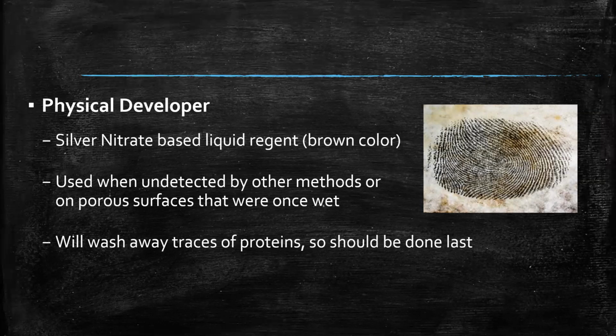The bad thing about using silver nitrate or a physical developer is it will wash away any traces of proteins. So if you're trying to extract DNA from an object and there's also fingerprints on it you need to develop, you want to make sure you handle the DNA first and then use a physical developer. Because if you do it opposite, the physical developer will destroy the proteins and that DNA evidence is gone forever.